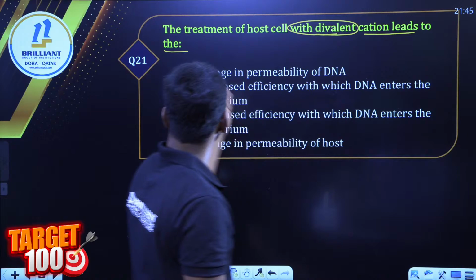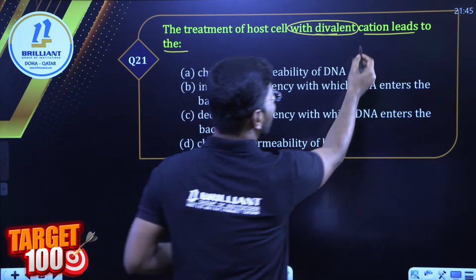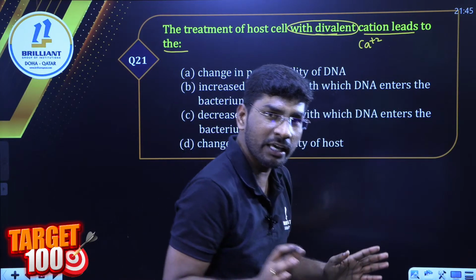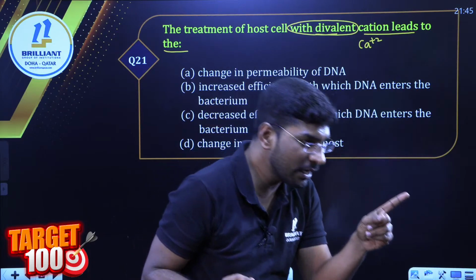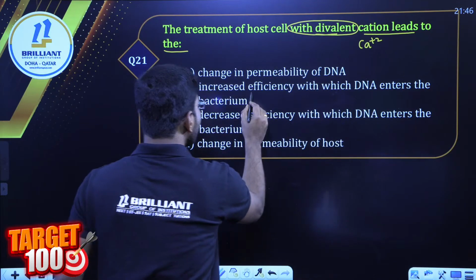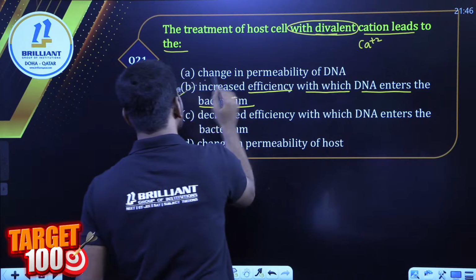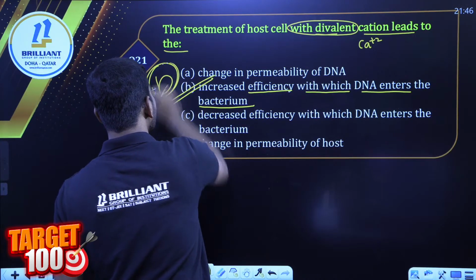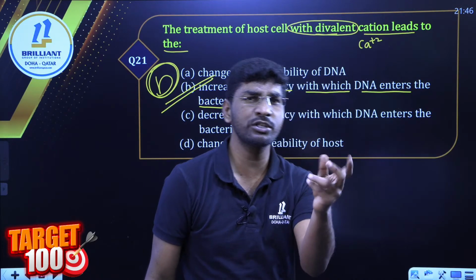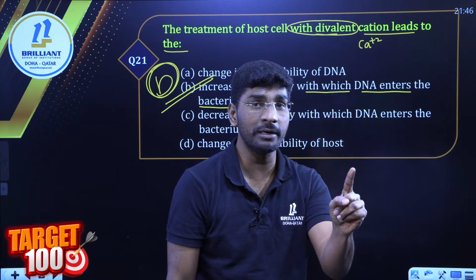Yes. Now, the treatment of a host cell with divalent cation, just now we discussed calcium ions. So the answer is maybe C or D. Who is that? Kidraj, yes. It increases the efficiency with which the DNA enters the cell. Option B. And we have to treat this with a little temperature. Heat shock method, we have already discussed this. Heat and shock treatment. Remember.